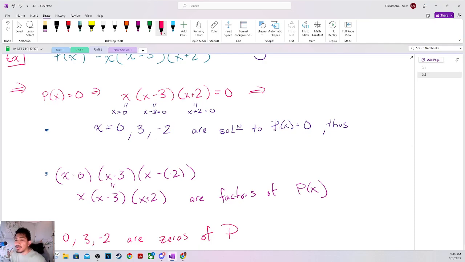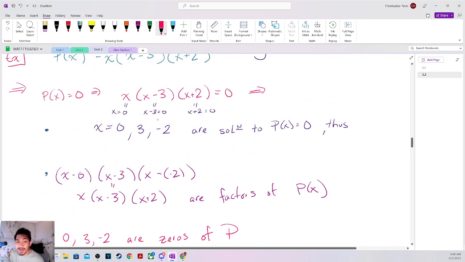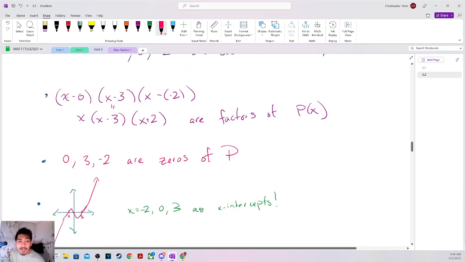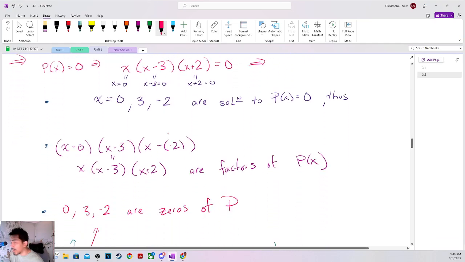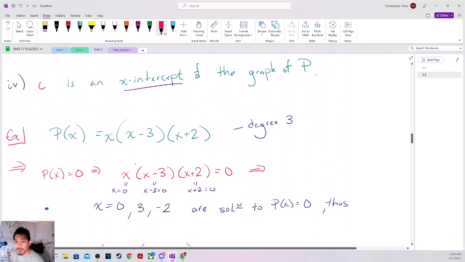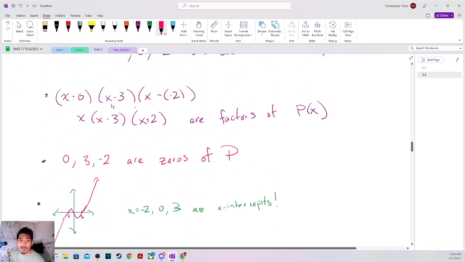Likewise, they are zeros of the function p. And because I have these, I can write x minus 0 times x minus 3 times x minus negative 2 as factors of p. If I simplify that, I get x times x minus 3 times x plus 2, our original problem factored out for you. This is called factored form, by the way. We will talk about that later. All right? So those are the factors.